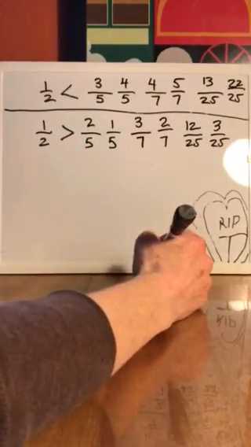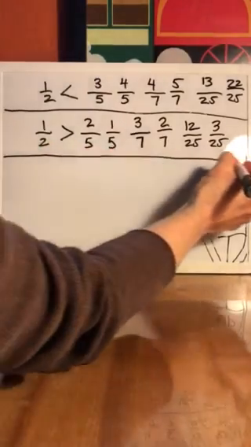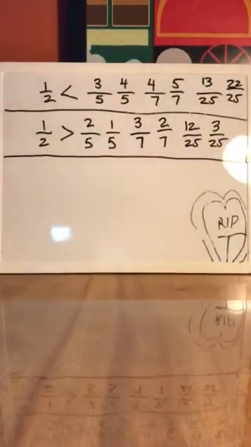So take a minute now and pause the video and write out 3 or 4 of your own fractions that are less than 1/2, and make sure that they have odd denominators, okay? Then come on back when you're done.